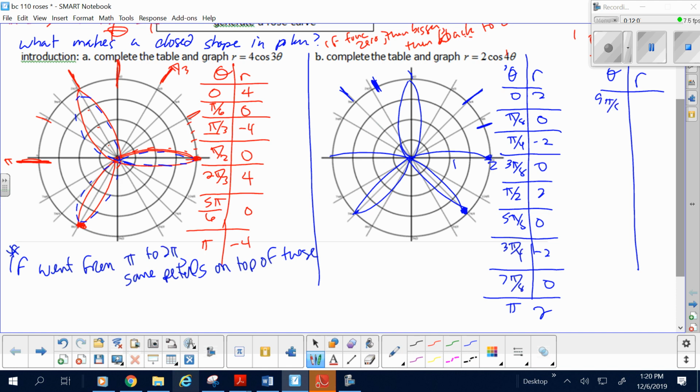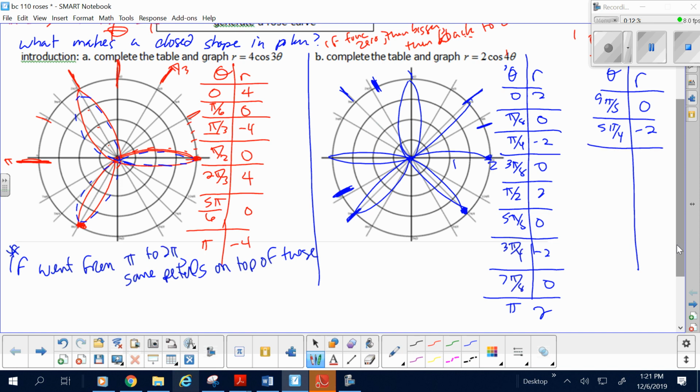If you go to 9 pi over 8, we left off at 2 here. 9 pi over 8, which is here. Okay, we're past the quadrantal now. We're past 180. What is the r? 0. So we were here. We're back to 0. At 10 pi over 8, or 5 pi over 4, negative 2. So at 5 pi over 4, we're going to actually back up. So that puts us in the first quadrant.